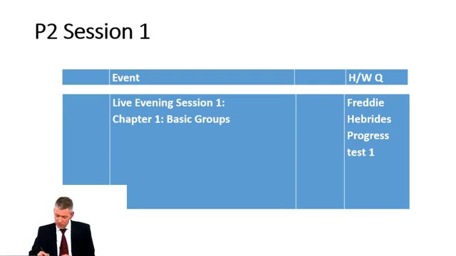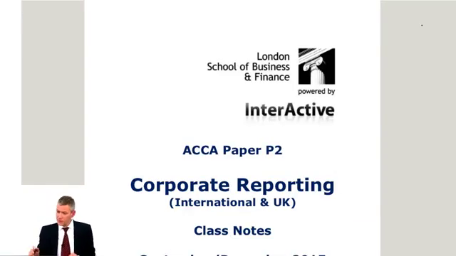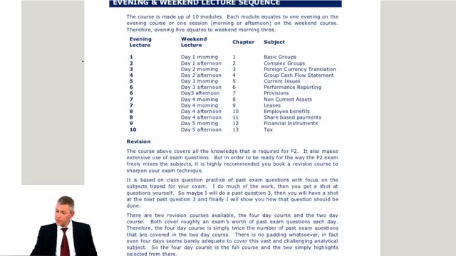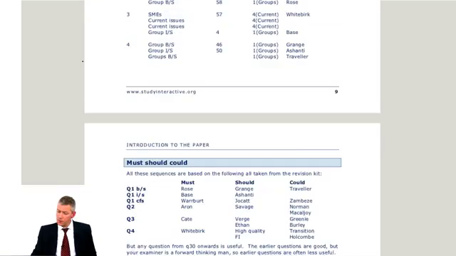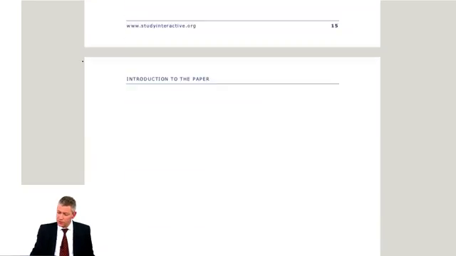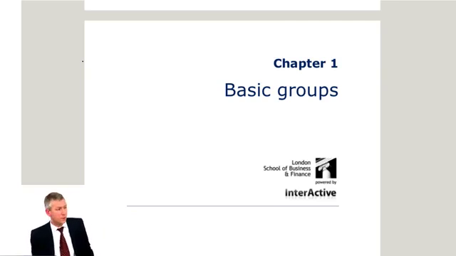So here we go. There we go. So there's the class notes. I'll just maximize those. They seem to have gone a bit diddy. It's all right as it is. So there we go. And we're going to flick all the way through to the first chapter, which is basic groups. And there it is. Sorry, just a bit too far there. So basic groups.